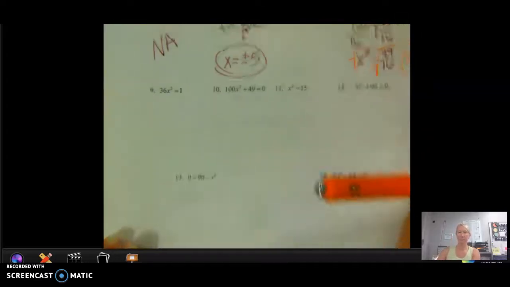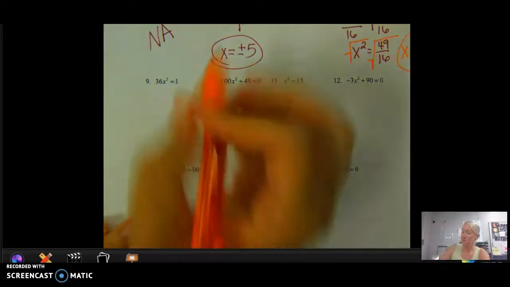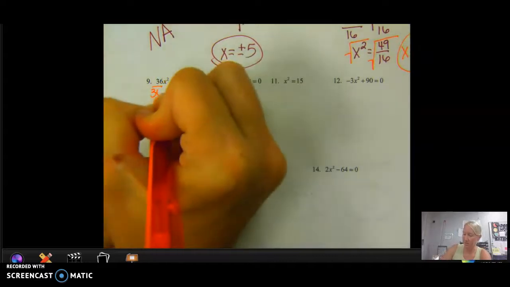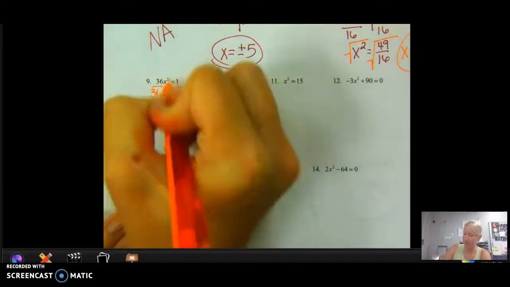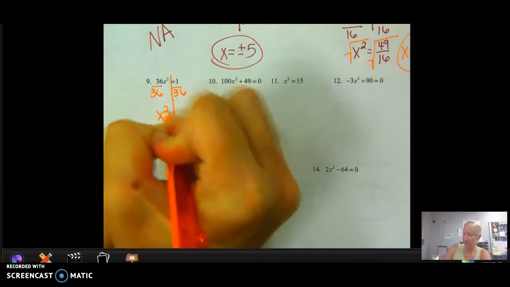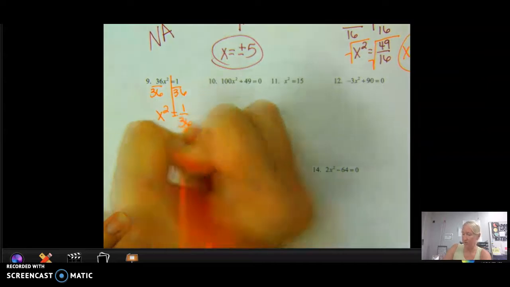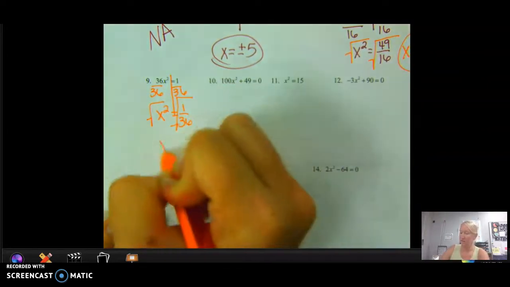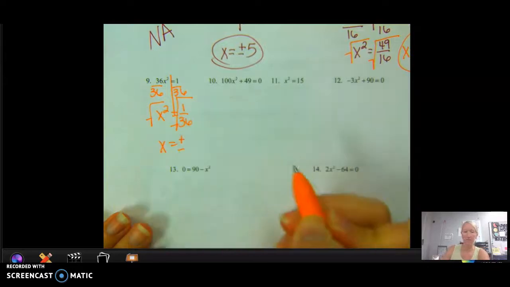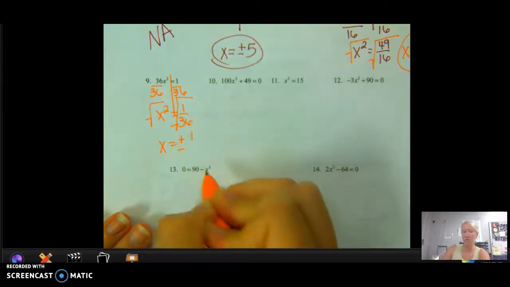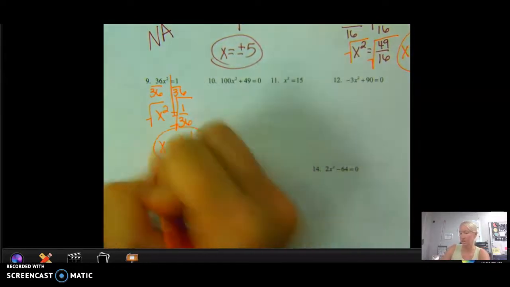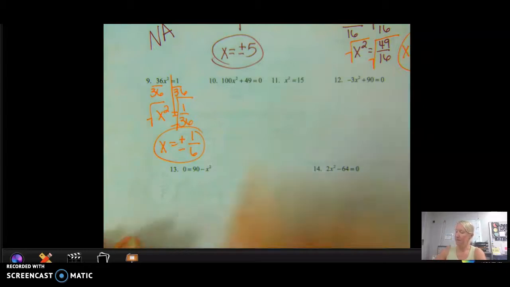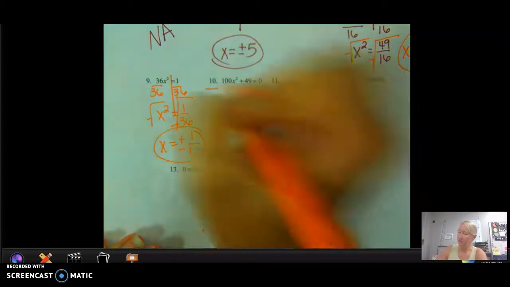Number 9. It's almost by itself, but I need to get rid of this 36. So I'm going to divide by 36 on both sides. I get x squared equals 1 over 36. Square root, x equals positive and negative. Square root of 1 is just 1. Square root of 36 is 6. Okay. 10, circle.